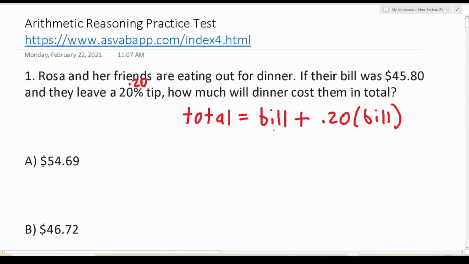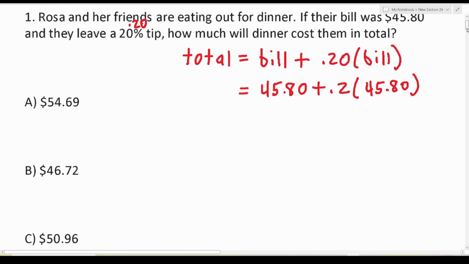So to solve this one, all we have to do is figure out what this is. Again, it's going to look like this. We know what her bill is. It's $45.80. We know we're taking 20% of that for the tip, and I'm going to drop the 0 here. So it's going to be 0.2 times $45.80. All right, so the very first thing I want to do is figure out what 0.2 times $45.80 is. And I'm going to do that off to the side so I don't make any simple mistakes here.